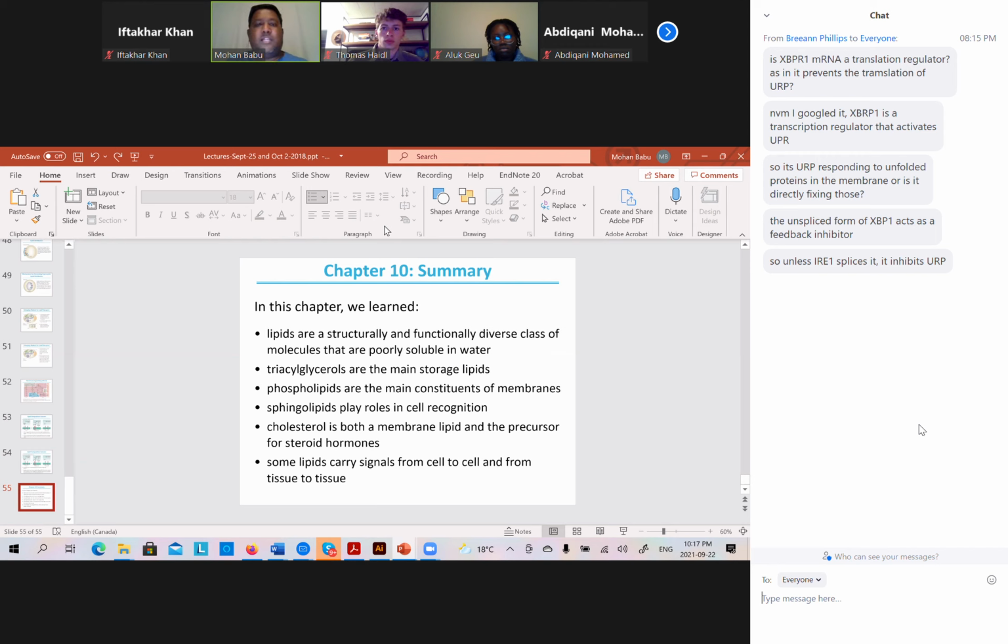So what's the question here? Is UPR responding to unfolded proteins in the membrane, or is it directly? UPR is responding to the unfolded proteins. That's what it's responding to. XBP1 is a transcription factor that activates UPR. That's fine. Okay, what is this one new message?